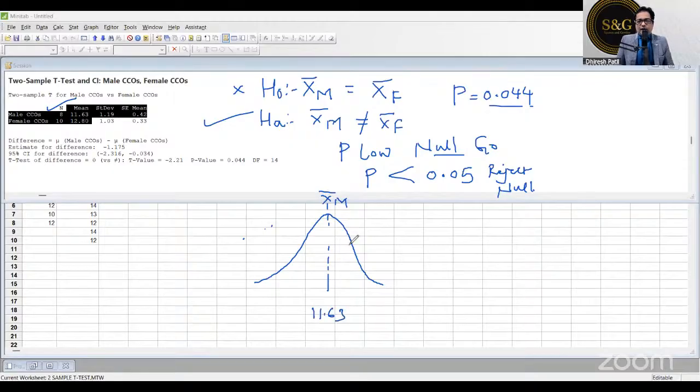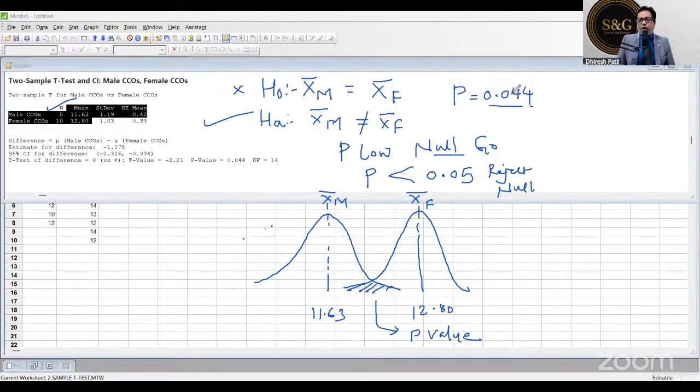The male average is 11.63, and the female average is 12.80. If I draw the distribution of the female, this is x bar f, which is 12.80. And you know what this overlapping area is, guys? This overlapping area is nothing but the p-value. In this case it is 0.044.